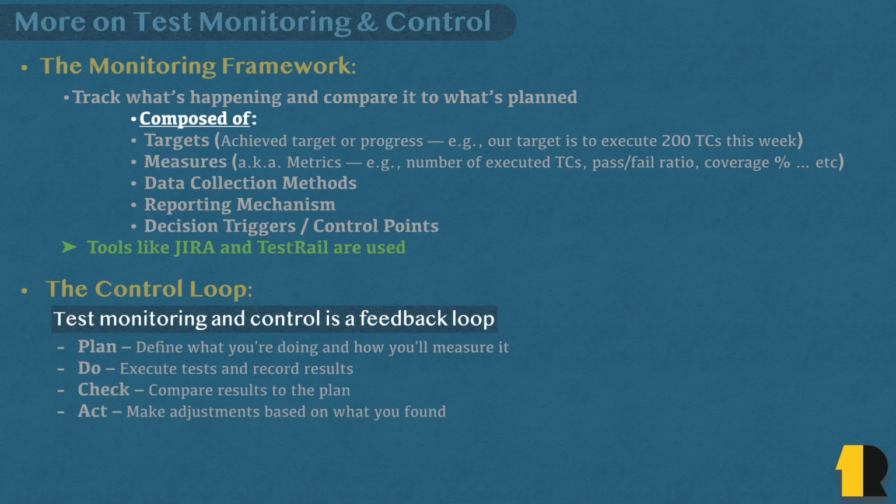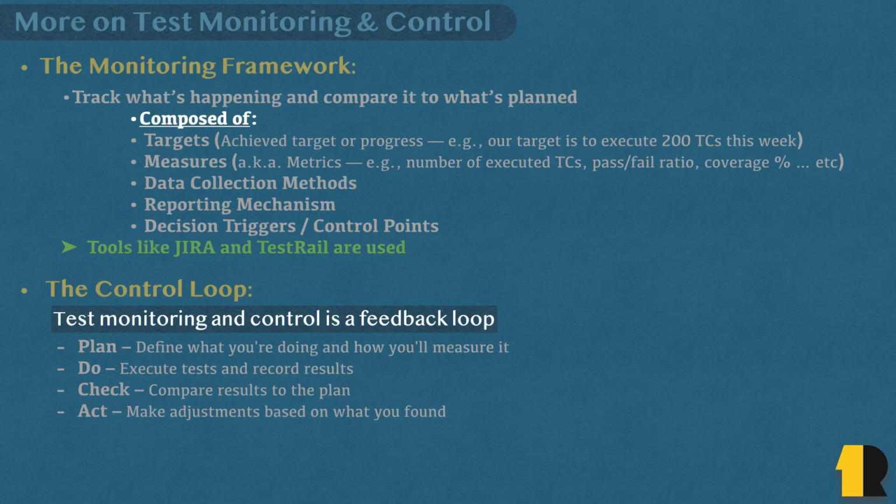A control loop is a well-known cycle called the PDCA cycle. That stands for plan, do, check, and act. So first, you plan. This is where you define what you are going to do and how you will measure it. Then you do. You execute tests and record the results. After that, you check. You compare your actual results to the plan you have made. And finally, you act. This is done by making adjustments based on what you found.